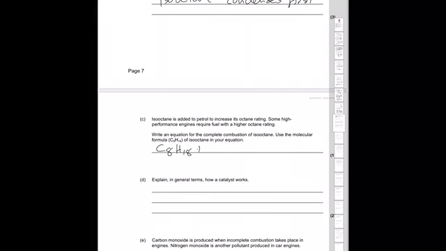Complete combustion of isooctane. So it forms carbon dioxide and water. There's going to be 8 carbon dioxides, 9 waters. Divide the number of hydrogen by 2. Put those all together. So it's 4.5. Looks like 12.5.